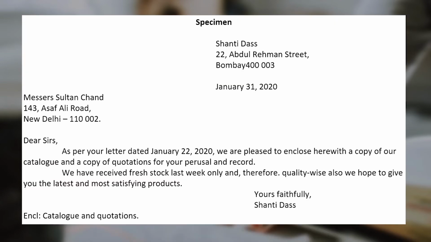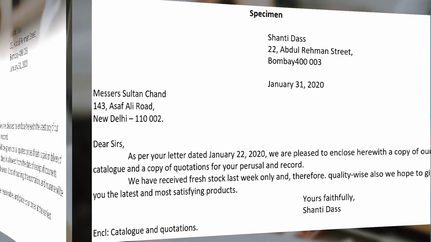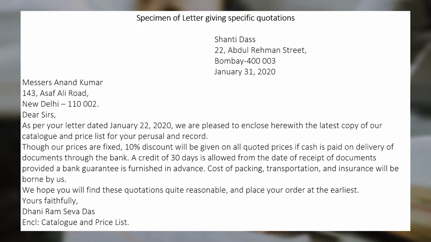Specimen 1 here attached shows a clear reply acknowledging the receipt of inquiry and enclosing the catalogue and copy of quotations as asked by the writer. As you move on, you will see another specimen, and I am calling it specimen 2. This shows a more specific quotation. It includes details like the date on which the letter is received, the discounts available, that is the discounts on offer, the payment terms, packing cost. This is definitely making it more clear and actionable.